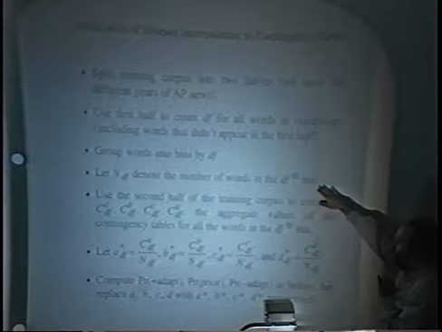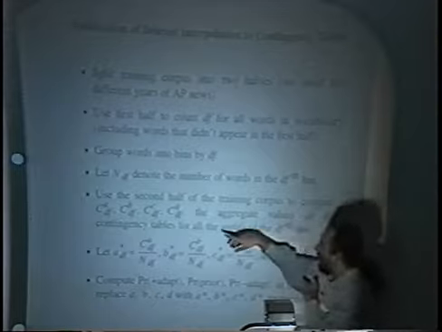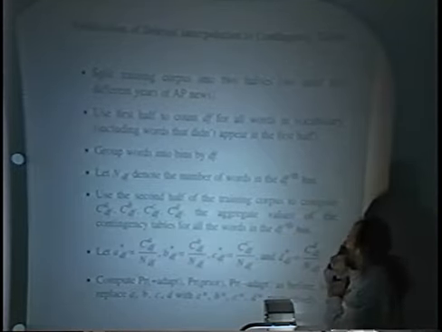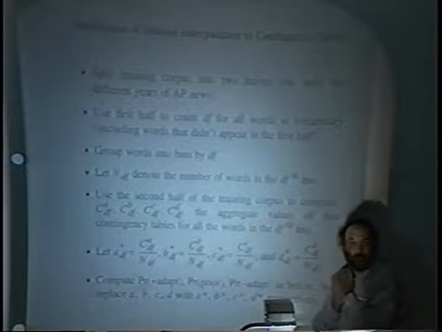Now, how do we generalize this for contingency tables? We'll split the training corpus into two halves. We use 2 years of the AP News. And now we'll count in the first half DF for all the words in the vocabulary, including the words that didn't appear. And we group the words into bins by DF, and let N sub DF denote the number of words in the DF bin. And then use the second half of the training corpus to compute the aggregate values of all those contingency tables for all the words in each bin.